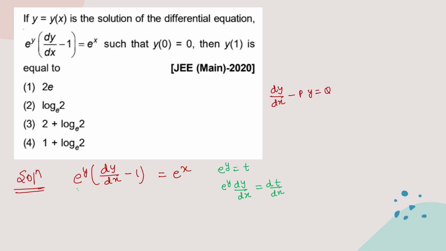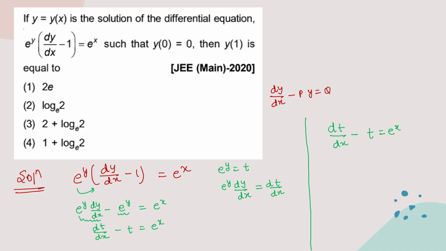Now just multiply this inside, so it will become e to the power y dy by dx minus e to the power y is equal to e to the power x. Now you can see this expression can be replaced by dt by dx, and e to the power y can be replaced by t. So is it the correct format? Yeah, it will directly give the answer, right? So dt by dx minus t is equal to e to the power x format. In this case, we can say 1 is multiplied here. p is 1 here in this case.